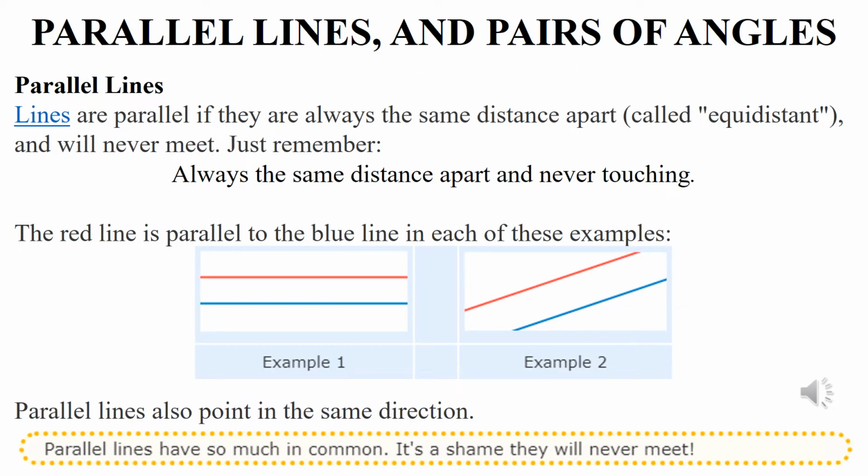Parallel lines and pairs of angles. Parallel lines. Lines are parallel if they are always the same distance apart, called equidistant, and will never meet. Just remember, always the same distance apart and never touching. The red line is parallel to the blue line in each of these examples. Parallel lines also point in the same direction. Parallel lines have so much in common, it's a shame they will never meet.